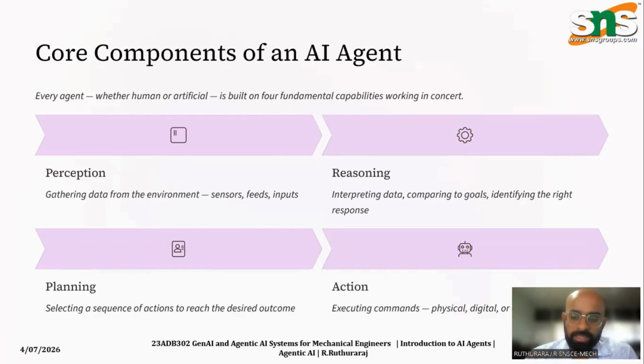We have discussed these things again and again. To conclude, what an AI agent requires is perception, reasoning, planning, and action. It has to repeat this again and again until the perceived goal has been attained.